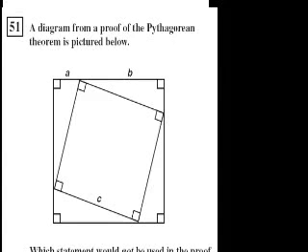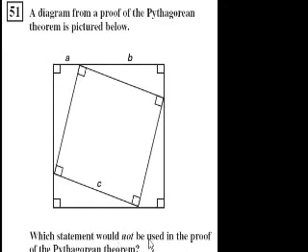On problem 51, they say a diagram from a proof of the Pythagorean theorem is pictured below. And they say which statement would not be used in the proof of the Pythagorean theorem? Since they've drawn this diagram out, I think we might as well just do the proof, and then we can look at their choices and see which ones match up to what we did. Hopefully they do it the same way.